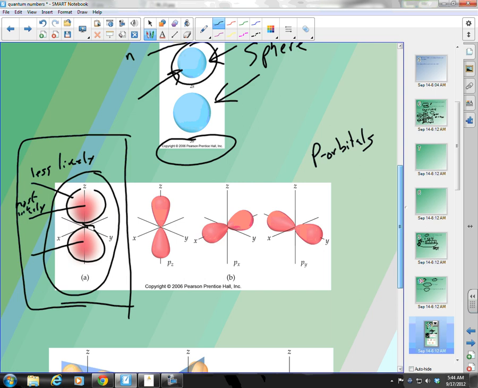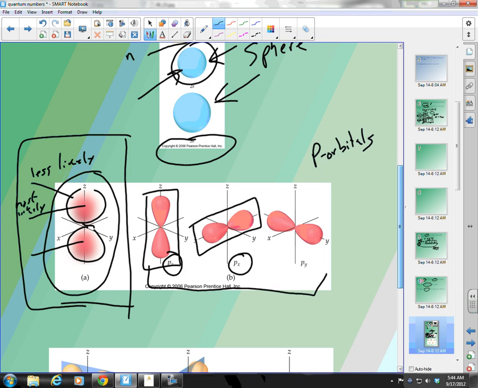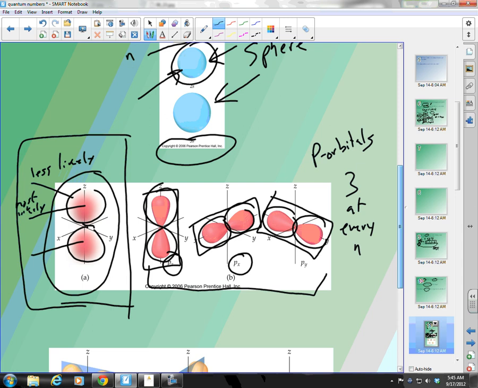Now, here are my three types. I can have a pz, meaning I have a p in the vertical direction. I can have a px, which is a p in the x direction, and I can have a py, which is a p in the y direction, right? And you can see why they're called dumbbells, but they almost look like peanuts, don't they? Good. So those are my 3 p orbitals that I would have. So I have 3 p orbitals at every n, right?